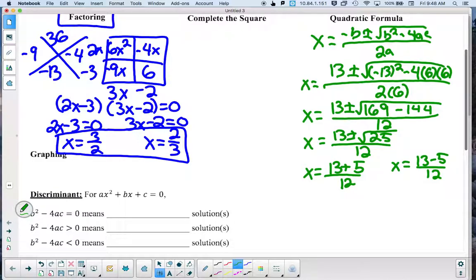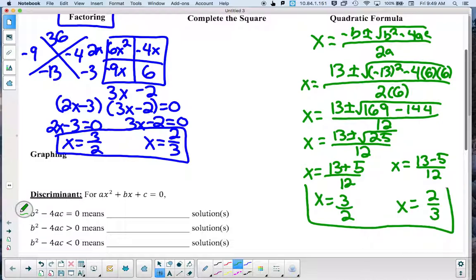So 13 plus 5 is 18. 18 over 12 simplifies to 3 over 2. And then 13 minus 5 is 8. 8 over 12 reduces to 2 over 3. So again, we get x equals 3 over 2 and x equals 2 over 3.